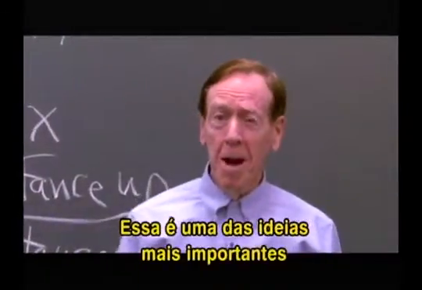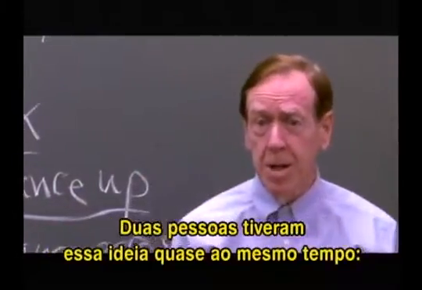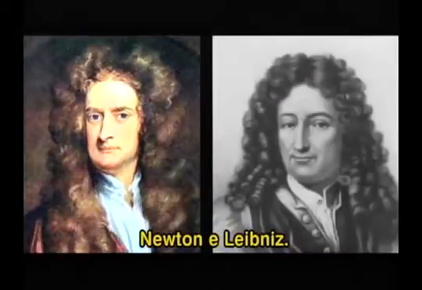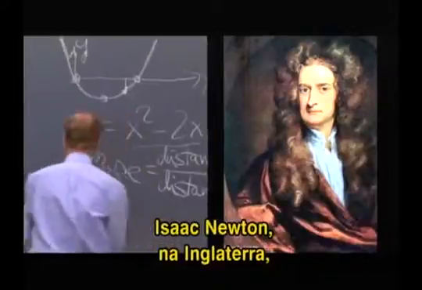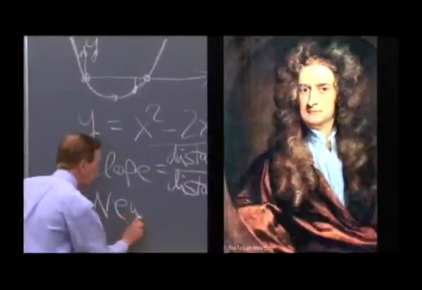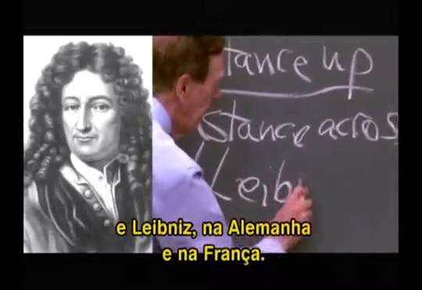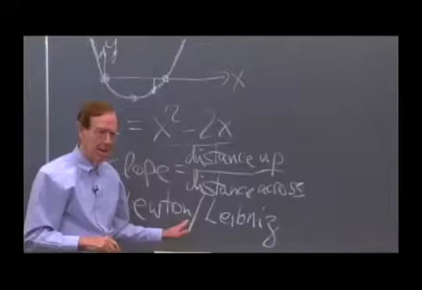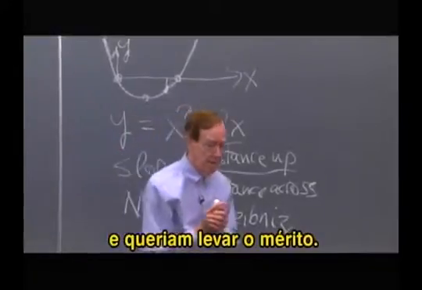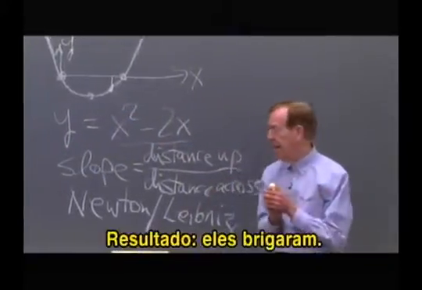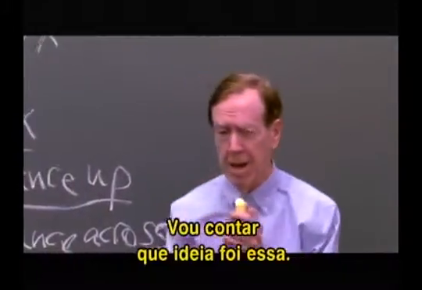So what I'm telling you about is one of the most important ideas in the history of mathematics. And the idea occurred to 2 people, Newton and Leibniz, at more or less the same time. This is a fantastic story. So Newton, Isaac Newton in England, and Leibniz in Germany and France. And they were both extremely proud of this idea and wanted credit for it, and they weren't friends as a result. So I have to tell you the idea.